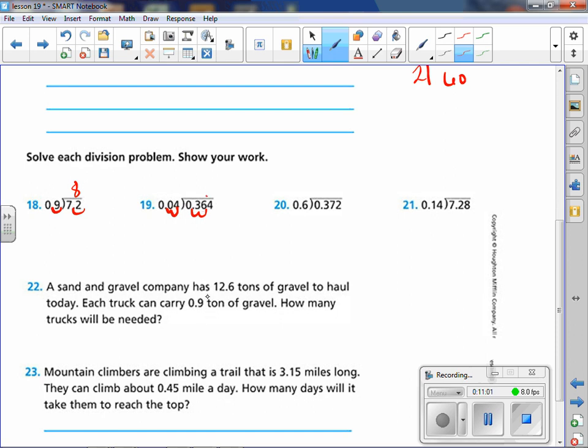Okay. Now I'm doing 4 into 36. Well, 4 into 36, 9 times, right? Which is 36. And then 4 into 4, 1 time. So 9 and 1/10. Okay, let's try another one.